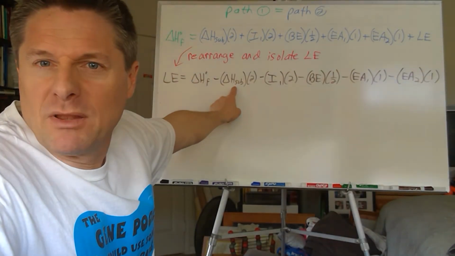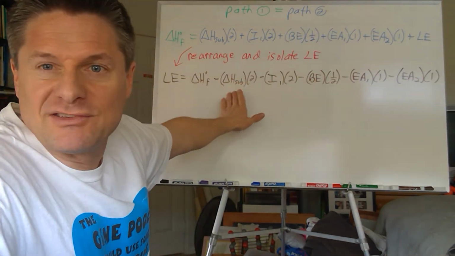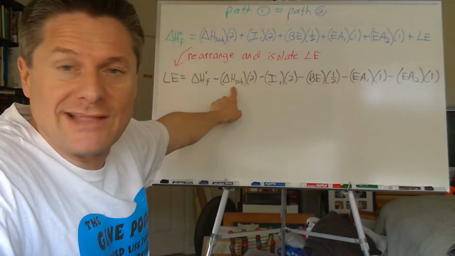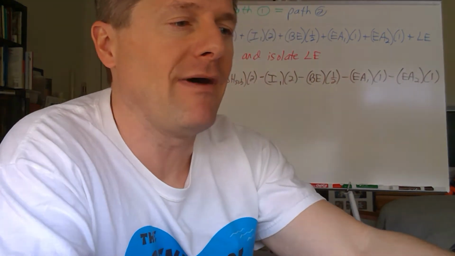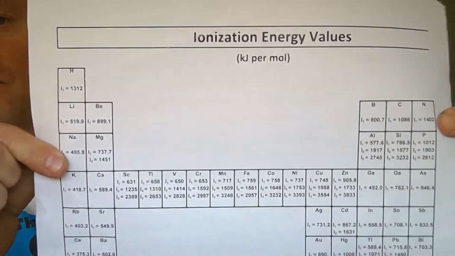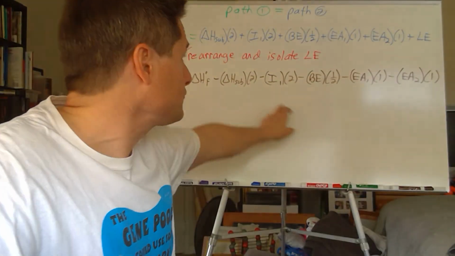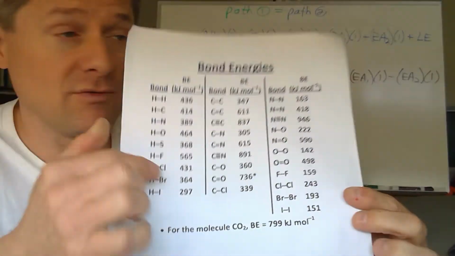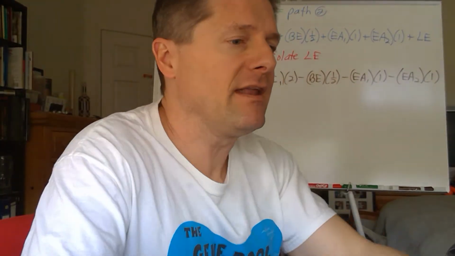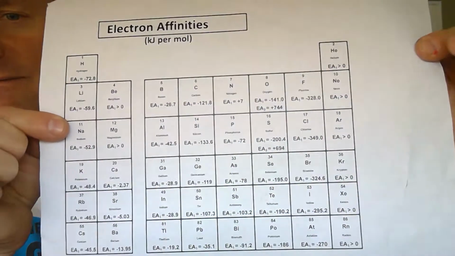Or maybe I'll give you a table of sublimation values, but typically I'll just give that one to you because sublimation is not so common. Ionization energy: look up in your textbook a table of ionization energy values. You can find that for silver. Bond energy: find your table for bond energies or use mine. Electron affinity values: find your electron affinity values for oxygen. Boop, boop, you're good to go.